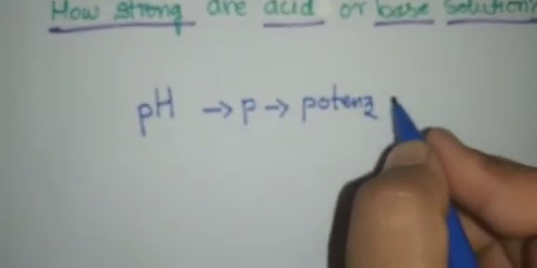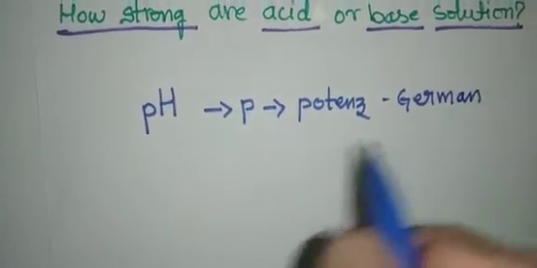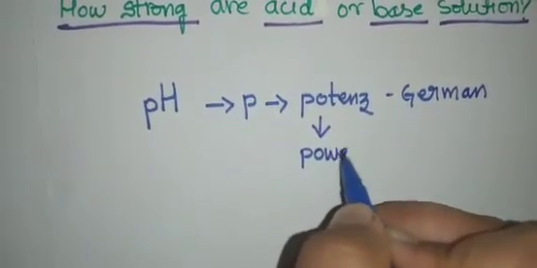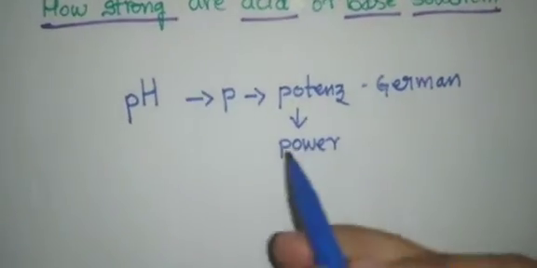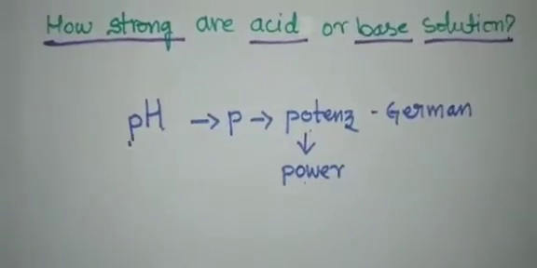in the German language. Potenz is nothing but power. So it means power of hydrogen.